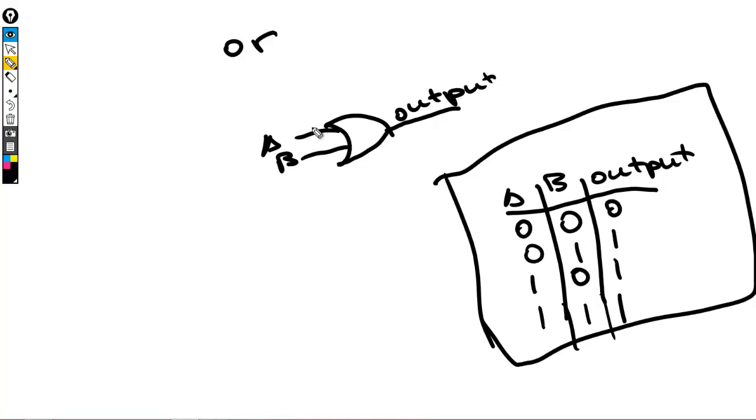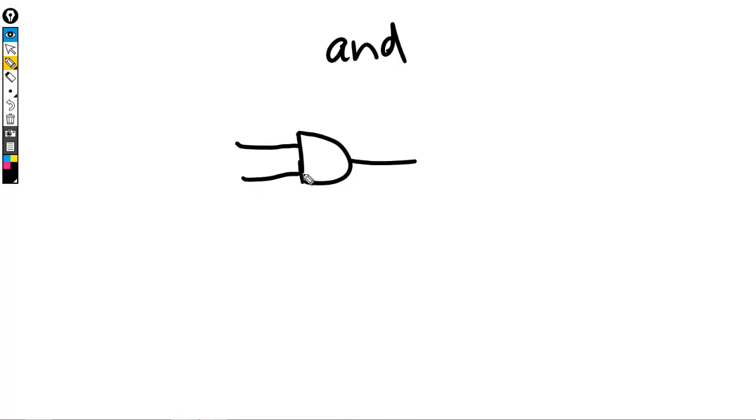Now that we know what an OR gate is, we're going to move on to what an AND gate is. Let's write AND. An AND gate looks like this. I'll have to excuse my horrible drawing skills. You have A, B, and the output. A truth table for an AND gate is a little bit different than an OR gate. Let's draw the table.